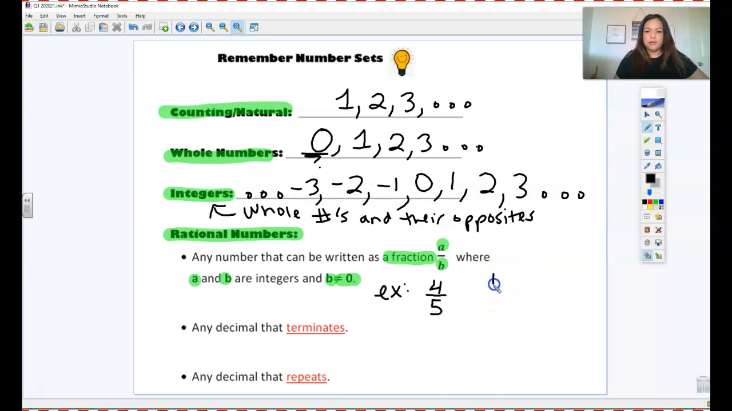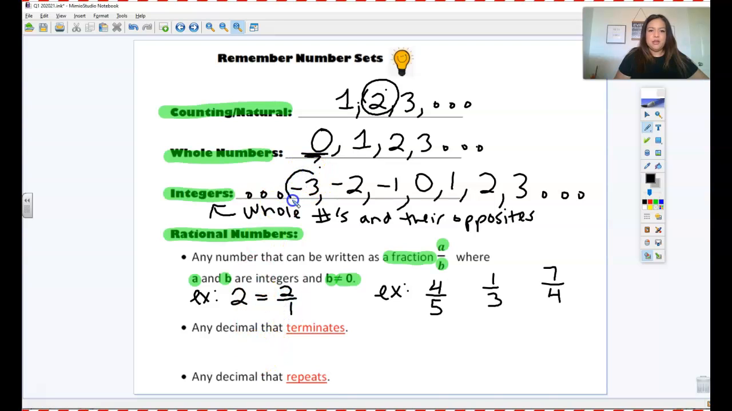But that's not the only one. What about 1/3? What about 7/4? That's also okay, right? What about the number 2? Is that a rational number? Let's see, can I write the number 2 as a fraction? Oh yeah, very simple, 2/1.